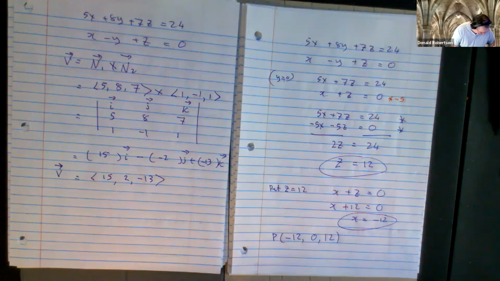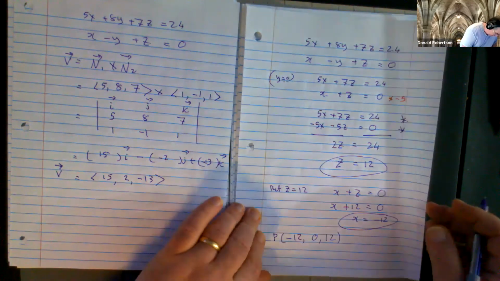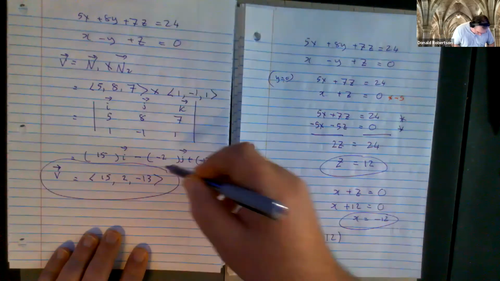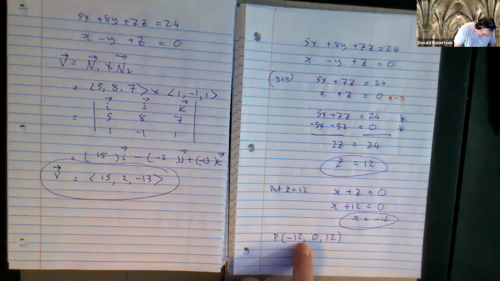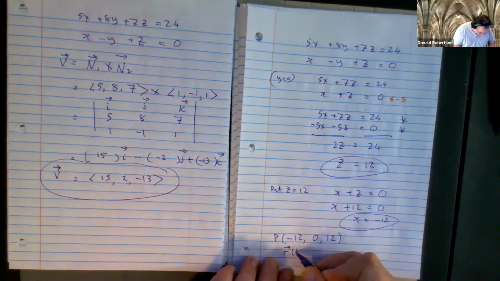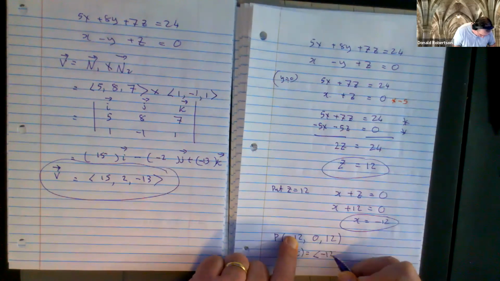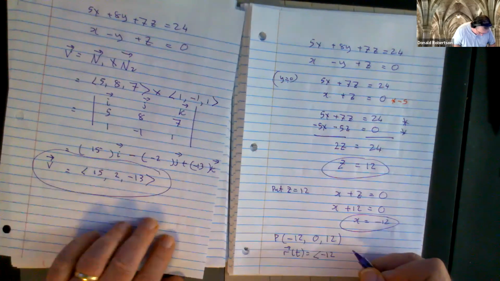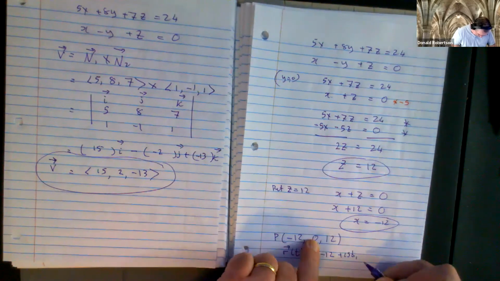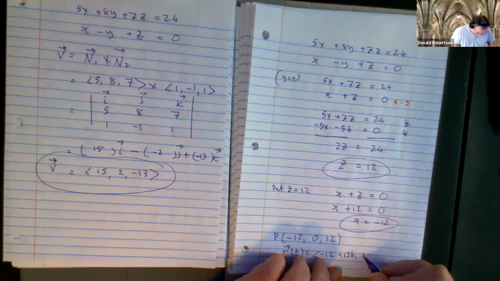Let's put the package together. Here is our direction vector, here is our point. So the equation of our line is going to be -12 plus 15t, 0 plus 2t, and 12 minus 13t.